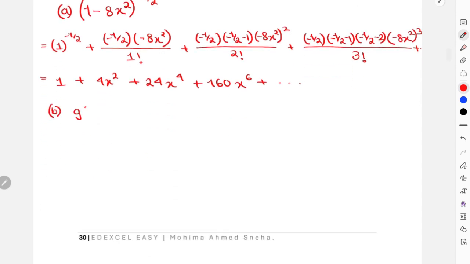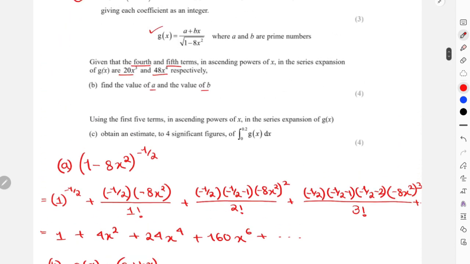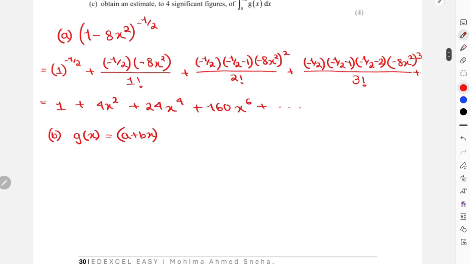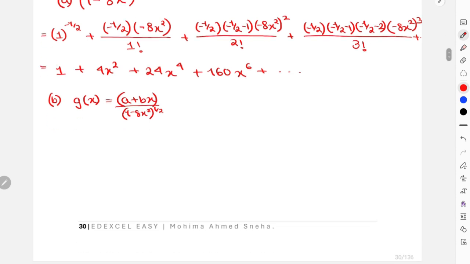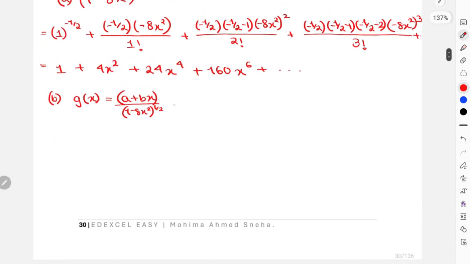For part B, g(x) is given as a plus bx. Obviously in the denominator they have the same expansion, 1 minus 8x square to the power half. Root means half. So when you take that from the denominator to the numerator, that will obviously become negative, with the power of negative half. So basically this becomes a plus bx times 1 minus 8x square to the power of negative half, which means at the end you just have to multiply that a plus bx with the expansion you did in part A.